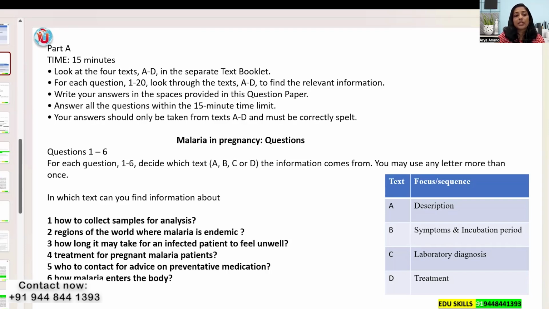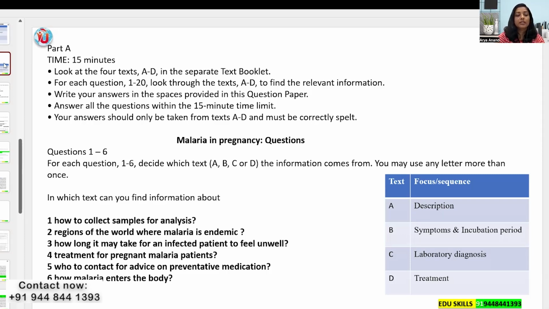Okay, fine. So here you see, for each question 1 to 6, decide which text A, B, C, or D the information comes from. So you need to write only the text name, okay, A, B, C, or D. And you may use any letter more than once. That means sometimes for two questions, your answer will be B or C. For 3 questions, your answers will be A. It may be like that.